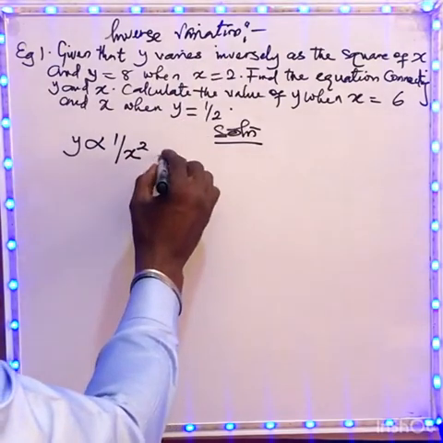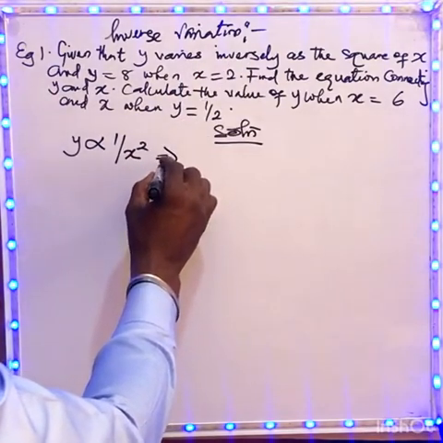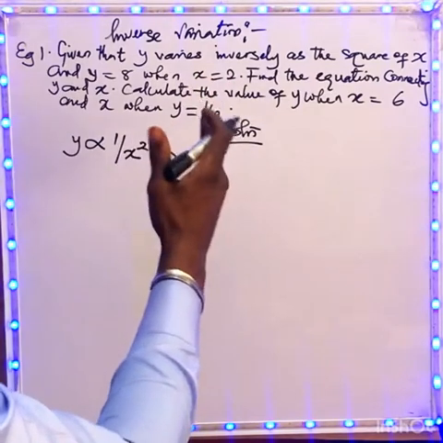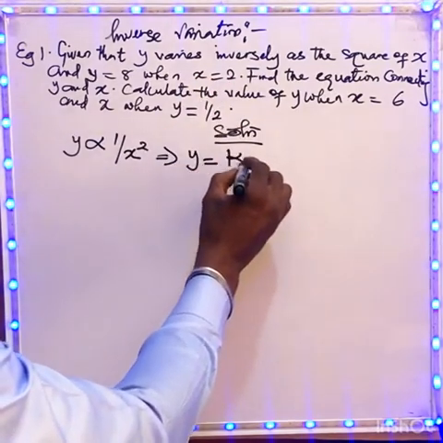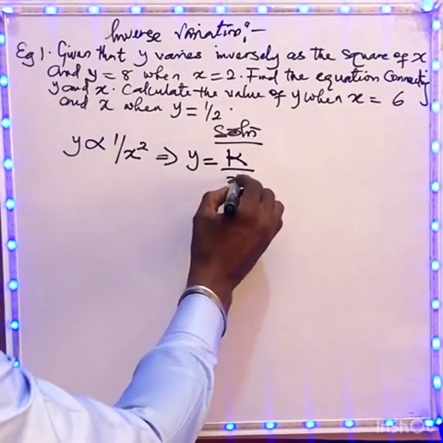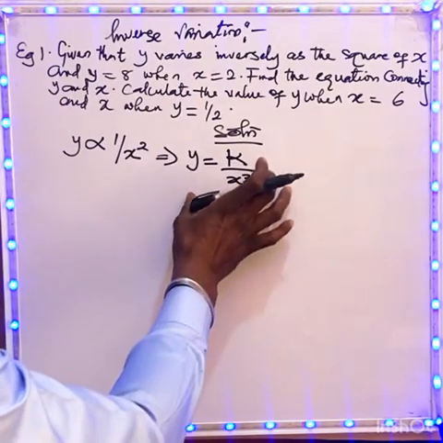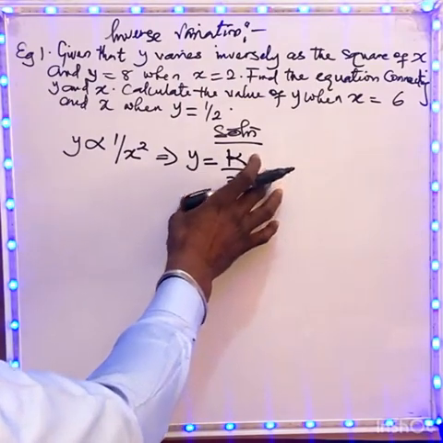So the equation will now imply introducing a proportional constant, which means that y is equal to k over x squared. So that is the equation that brings about this statement.